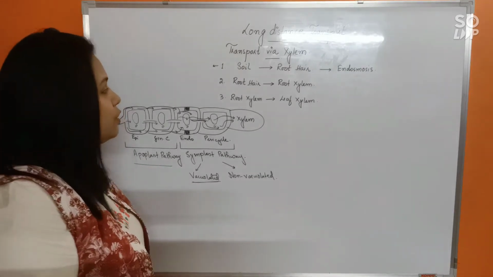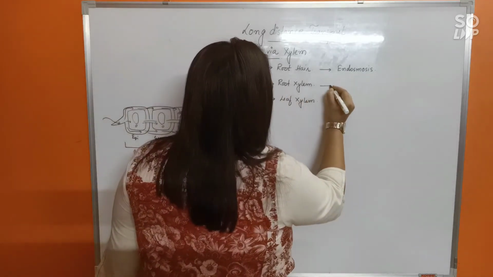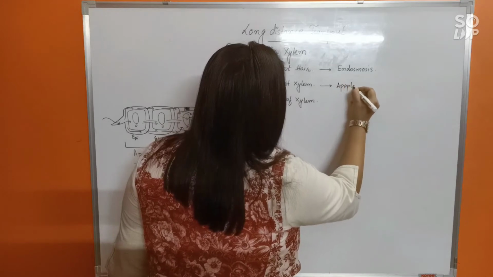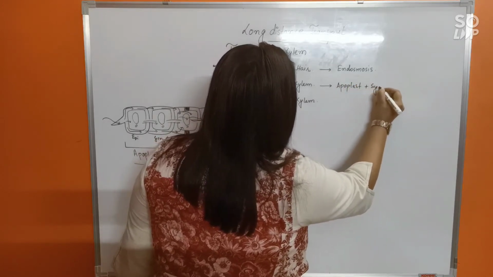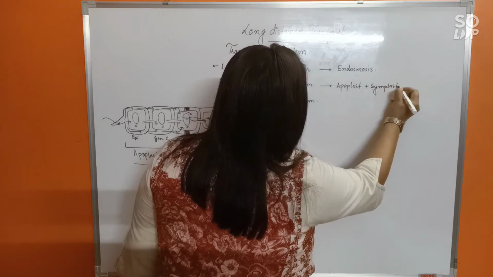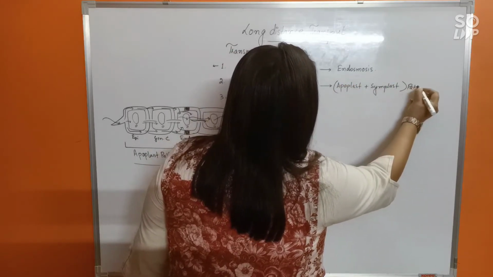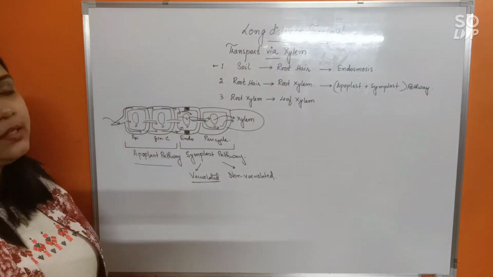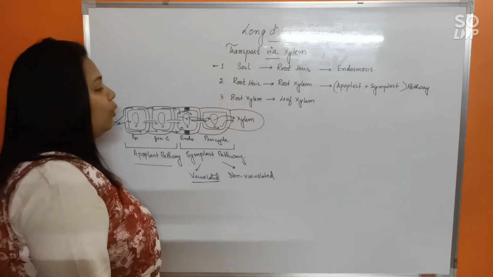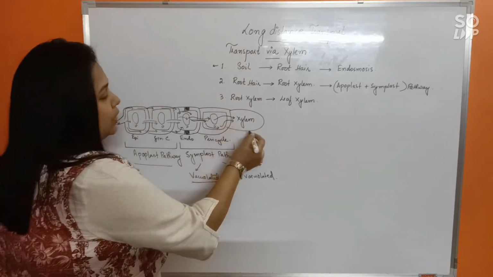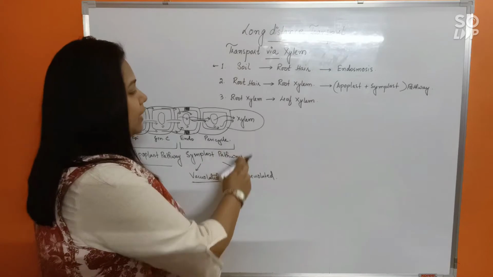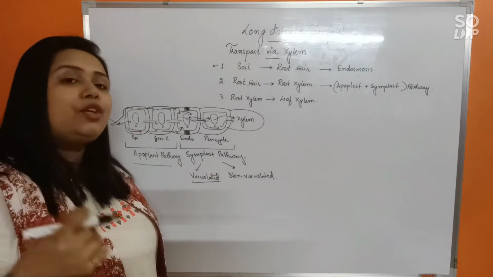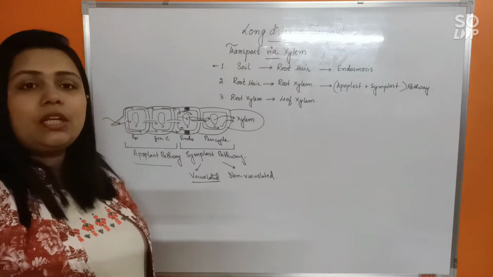Is that clear? So, from root to root xylem, the water would be moving through apoplast and symplast pathway. Alright, understood this? Fine. Now, finally, once the water has successfully been uploaded to the root xylem, from the root xylem, the water has to now move upwards and reach the leaf. Okay, it has to reach the leaf xylem.